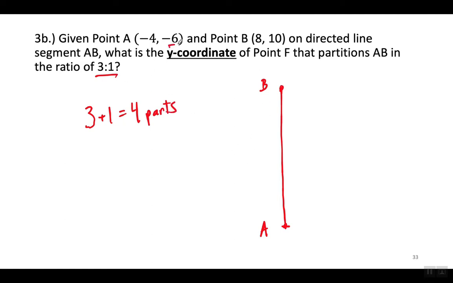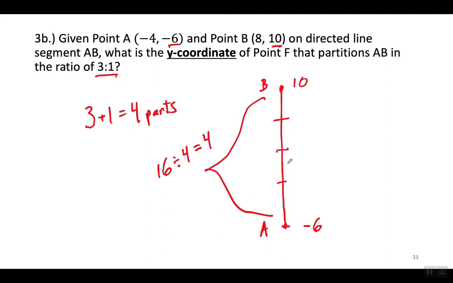So the y coordinates are going from -6 to +10. That's a distance of 16. Okay, la distancia es 16. Okay, and I need 4 parts. Necesito 4 partes. So 16 divided by 4 means that each part is going to be 4 units long. 1, 2, 3, 4. And each part is 4 units long.